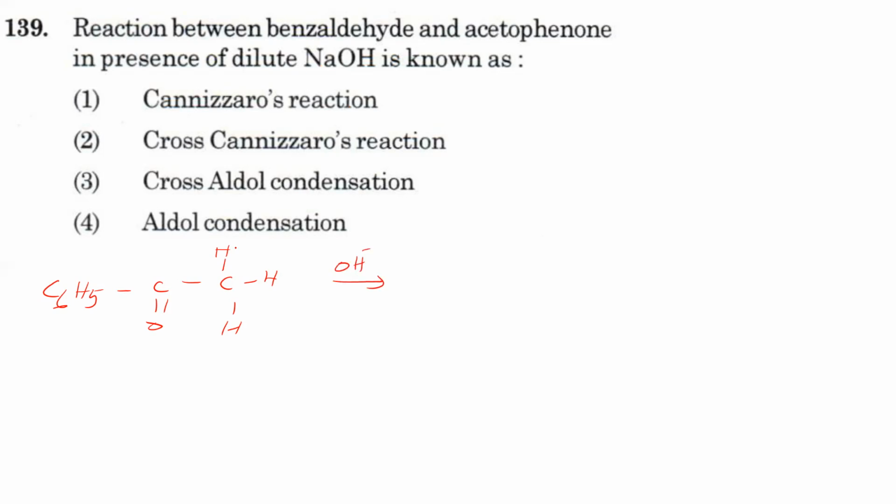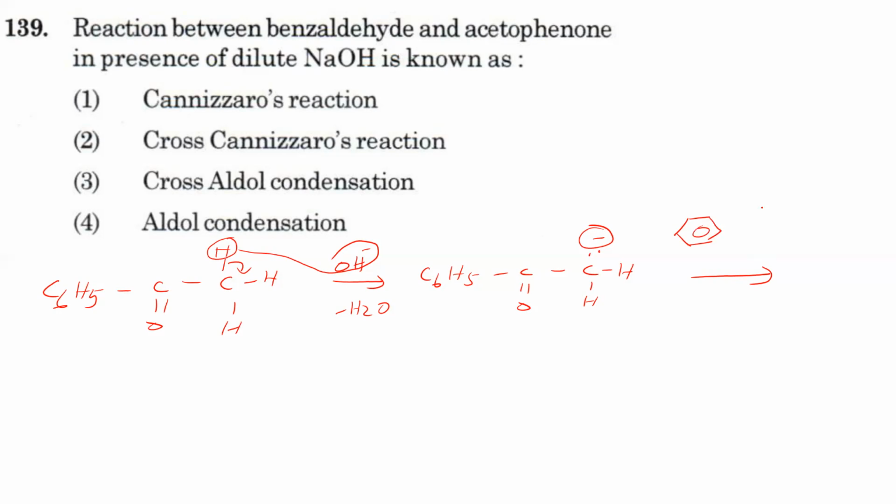So OH minus will abstract this proton. Therefore, we will get a carbanion, and this leaves as water. So we will get C6H5, C double bond O, CH2 minus. CH2 minus is the carbanion. So we got the carbanion. This carbanion is reacting with benzaldehyde. In benzaldehyde there is the phenyl ring and the carbonyl group, aldehyde CHO. This carbanion C minus is attacking this carbon and this bond is migrating. So we will get C6H5, the phenyl, CO, then CH2, then this CO minus and H and the phenyl ring.